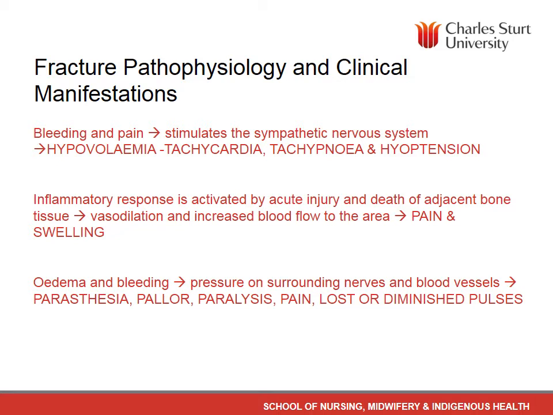With any type of injury, we also have an inflammatory response that is activated, and that's caused by the acute injury to the surrounding tissue and also the death of any bone tissue around the fracture site. That causes vasodilation and increased blood flow to the area, which contributes to our swelling. So if we go back and look at the clinical manifestation of swelling, we've got a number of things happening to contribute to that. We've got active bleeding from the site due to damage to the blood vessels in the periosteum. We've got bleeding and damage to the surrounding tissue, and now we've got this inflammatory response that's happening.